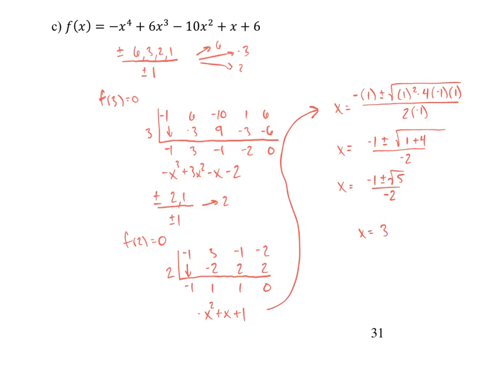So what are my roots? Well, I know that I have a 3. I know that I have a 2 from earlier. I've also got a -1 plus the square root of 5 over -2. And I've got a -1 minus the square root of 5 over -2. And that's all 4 of my roots.